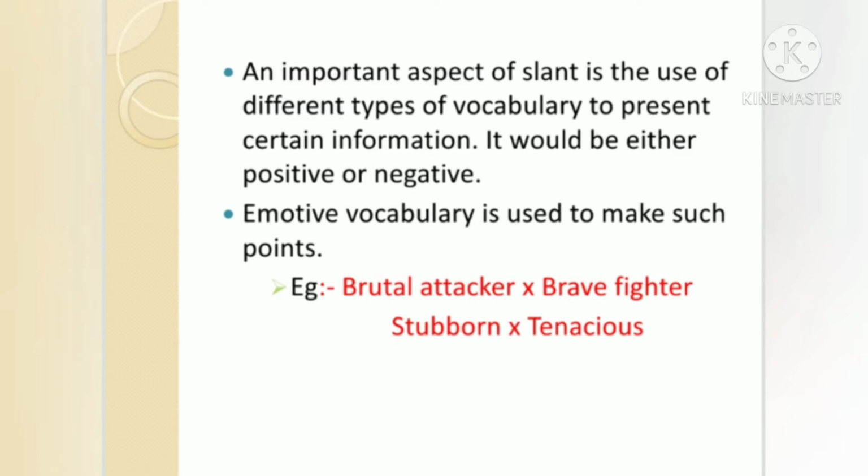See, an example of slant is brutal attacker versus brave fighter. So consider this example, brutal attacker and brave fighter. Which of these words is the neutral word? That is the brave fighter, and brutal attacker is the emotive word as it induces an emotion in us. Likewise, in the words stubborn versus tenacious, tenacious is the neutral word while stubborn is the emotive word. We'll deal with it in detail now.